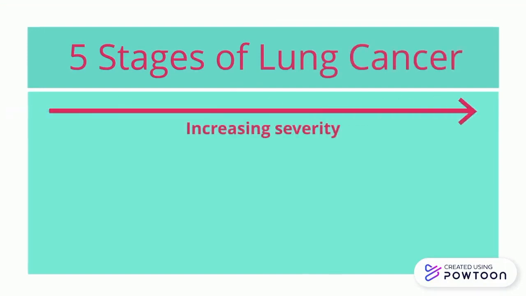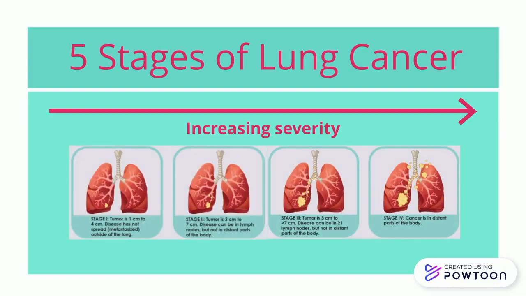Stage 0 being the cancer cells are only found in the lining of the airway or the air sacs of the lung. Stage 1, the cancer has then grown between 1 cm and 4 cm, but still remains within the lung it originally formed in.